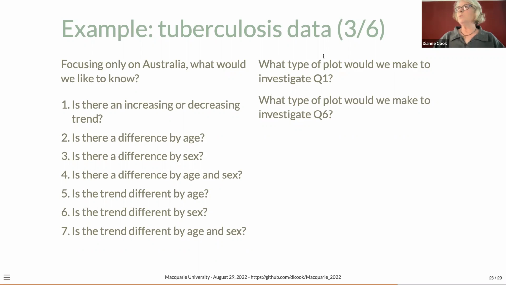Alrighty, so suppose we want to investigate question 1. Is there an increasing or decreasing trend? What type of plot should we make? We always have lots of choices. What type of plot would you make? Time series? So we definitely want year mapped to the x-axis. And then we might have a choice of what to put on the y-axis. Would you put a dot? Would you put a bar?